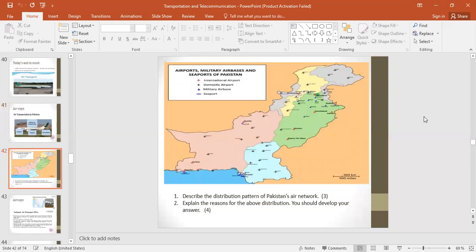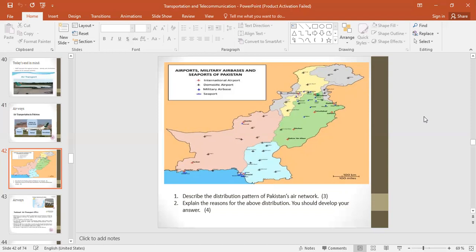Now, let's look at this map. It shows the Pakistan airways, or the air bases in Pakistan, different airports, which include international and domestic airports. Military air bases are also shown here, right? So the way we did the distribution pattern for the railway and road network, likewise, you all have to do the distribution pattern of the air network of Pakistan, right? And then you will explain the reasons for this distribution.